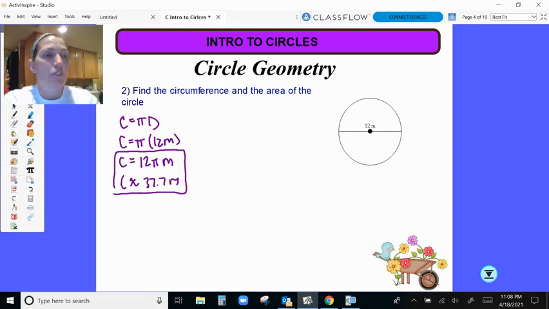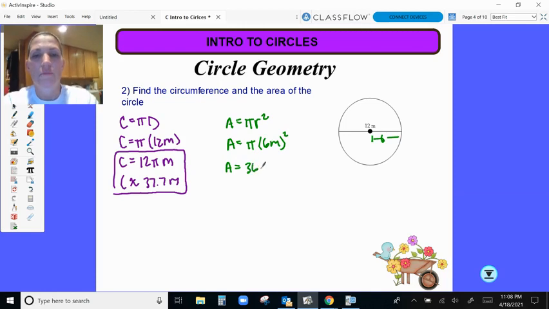Okay. So to find the area here is pi r squared. So area is going to be equal to pi times r squared, which is 6, right? So my radius is actually 6 from here. So pi times 6 meters squared. So my area is going to be equal to 36 pi meters squared. And there's my area.